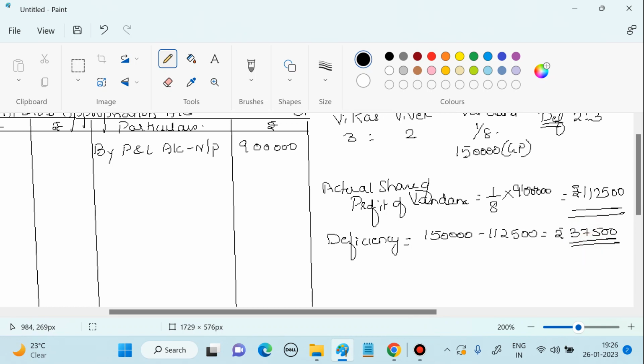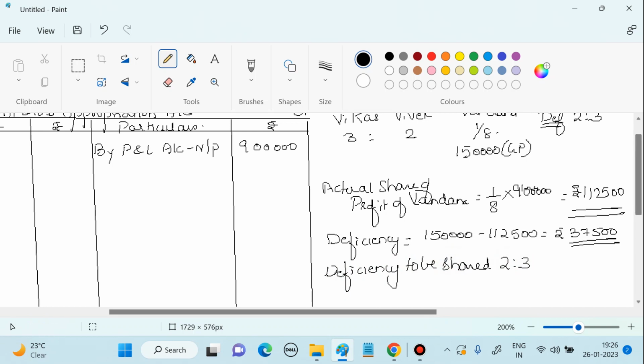Or another way of doing it is from 9 lakh, we'll remove the 1,12,500 and the remaining we would distribute. That also we can do. Okay. So this way if we go about, this is the deficiency. This deficiency has to be given in the ratio of 2:3. So far you are following? Yes, ma'am.